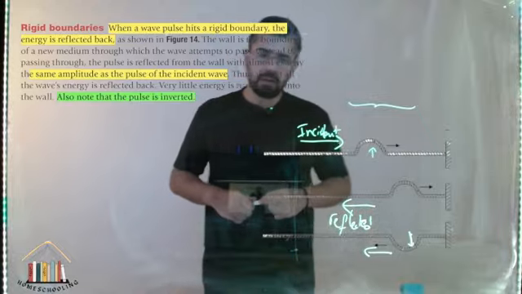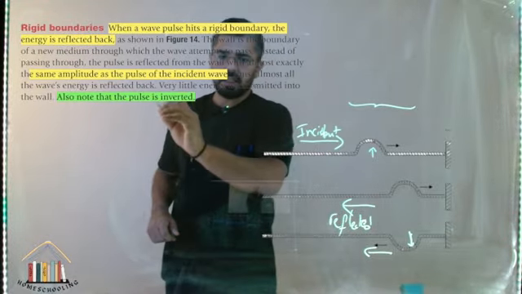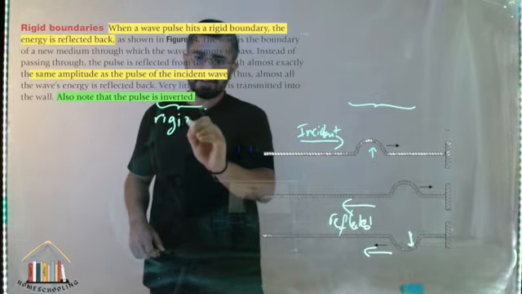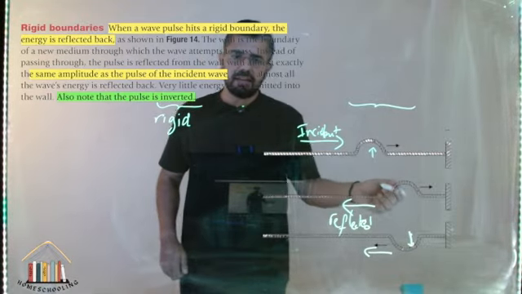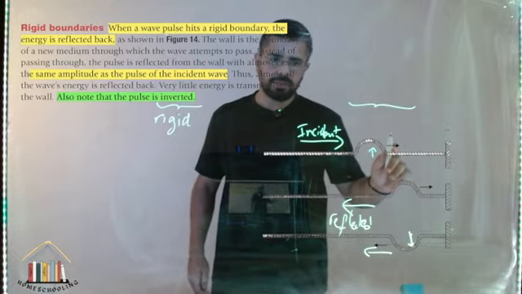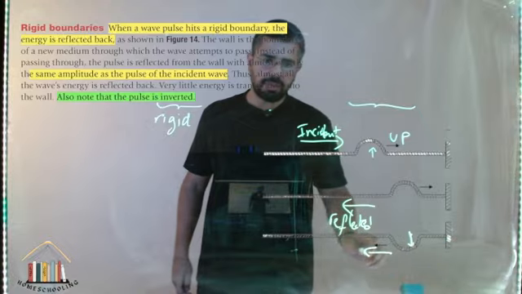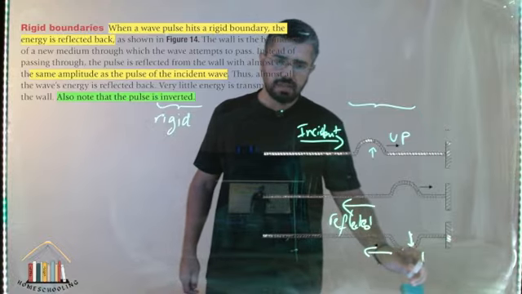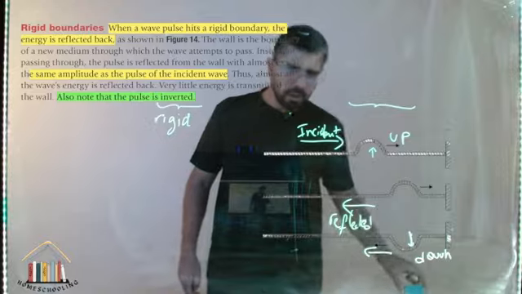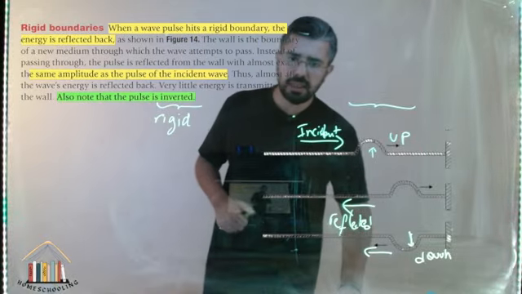But what is the difference now? Also note that the pulse is inverted. That's the main point here when talking about a rigid boundary. So when we have a rigid boundary, the wave is inverted. So here the incident wave was going up. When it hit the wall, it will be reflected, and this time it's down. It's not up anymore. It is down. Great. So that was about the rigid boundary.